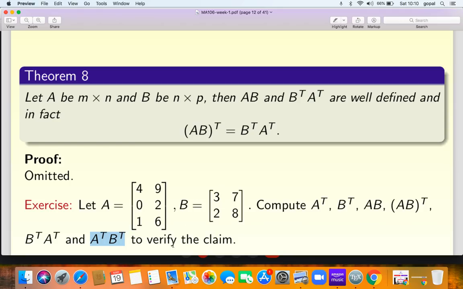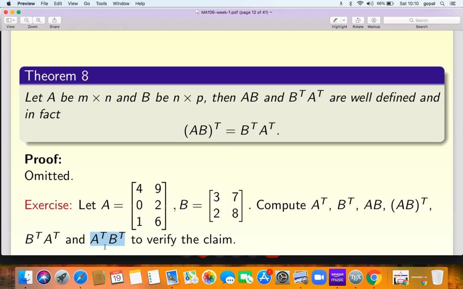Is he asking you to calculate BA? No. You can calculate A transpose. He's asking you to calculate AB. He's asking you to calculate AB transpose. And he's asking you to calculate B transpose A transpose. As per the previous theorem, AB transpose must be B transpose A transpose.